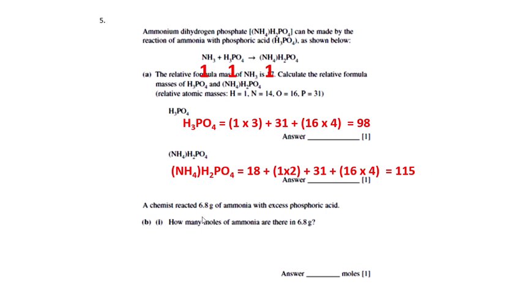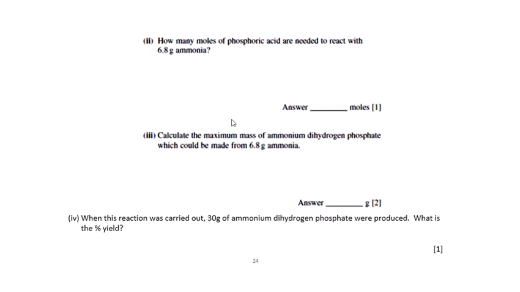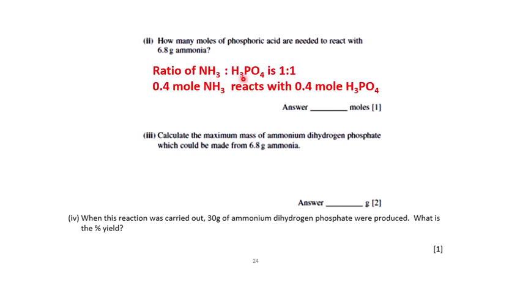Then the chemist reacted 6.8 grams of ammonia with excess phosphoric acid. So what they're saying is that you don't have to worry about the phosphoric acid in the calculation. There's more than you need, and that guarantees the reaction takes place. So we've got the 6.8 grams of ammonia. We were told up here, it's been covered by the 1 there, that ammonia was 17. So n equals m over RFM, 6.8 over 17, 0.4 mole. Then this asked how many moles of phosphoric acid are needed. Well, the ratio of ammonia to phosphoric acid was 1 to 1. So 0.4 moles of ammonia reacts with 0.4 moles of phosphoric acid. So the answer is 0.4.